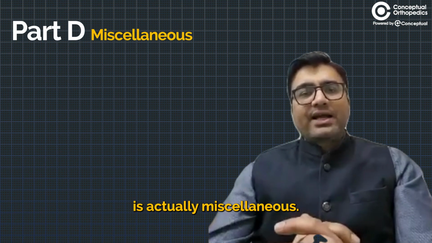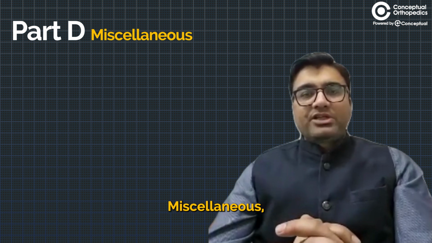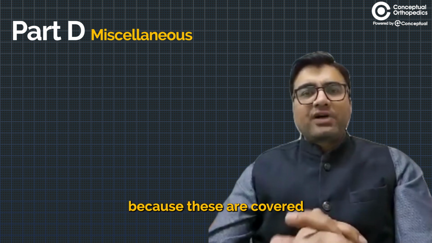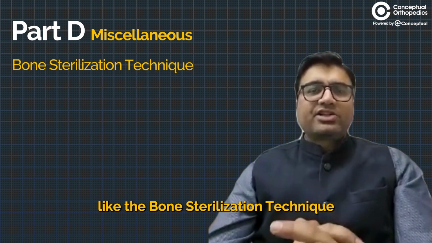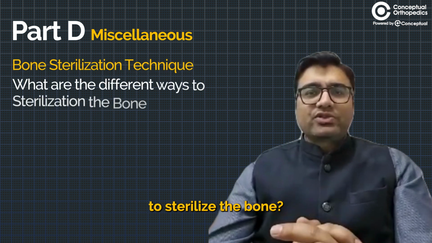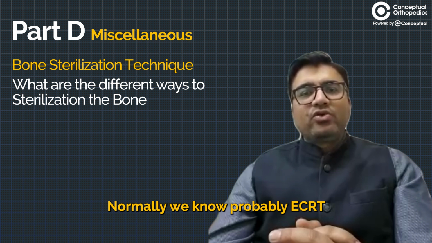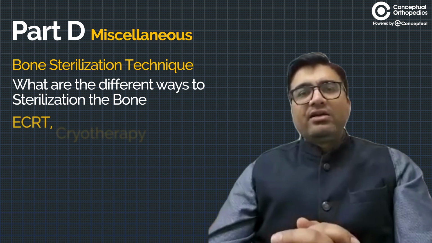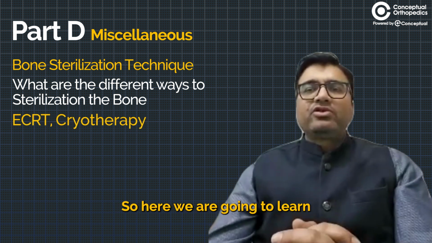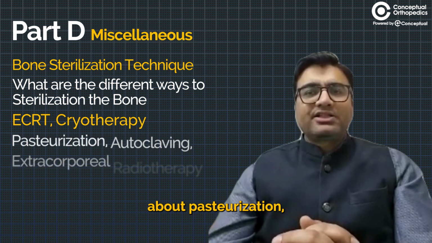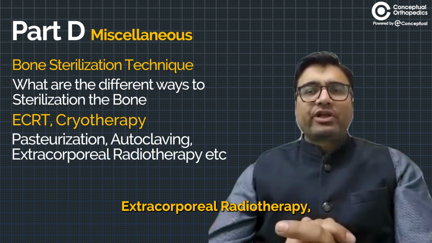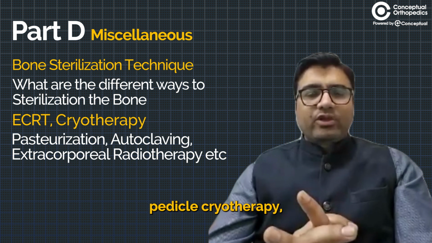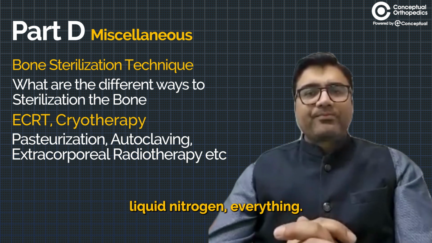Now, part D is actually miscellaneous. Miscellaneous because these are covered in many places, like the bone sterilization technique. What are the different ways to sterilize the bone? Normally, we know probably ECRT, cryotherapy. So here we are going to learn about pasteurization, autoclaving, extracorporeal radiotherapy, pedicle cryotherapy, liquid nitrogen, everything.